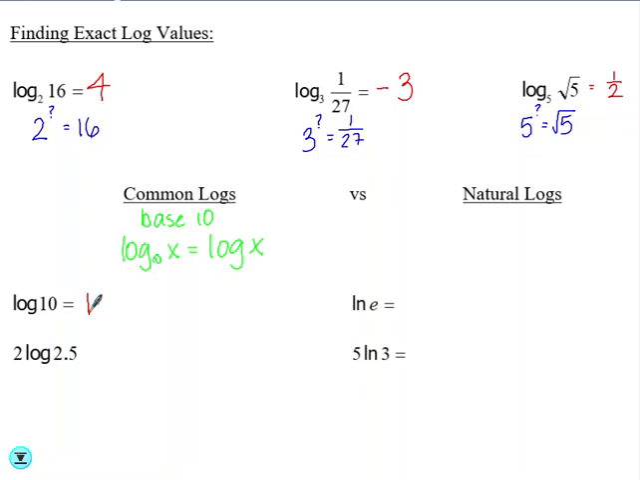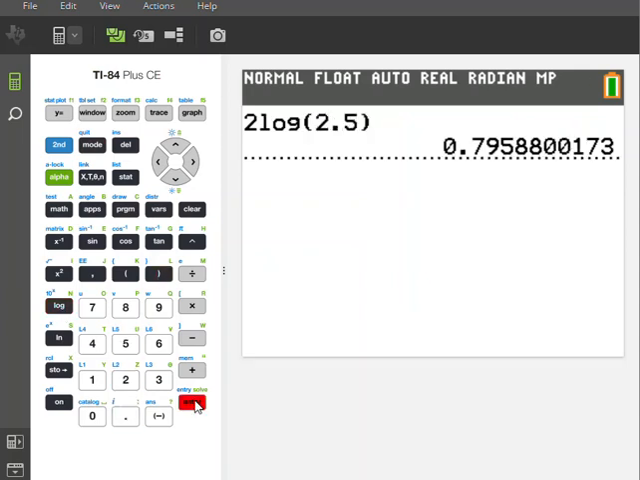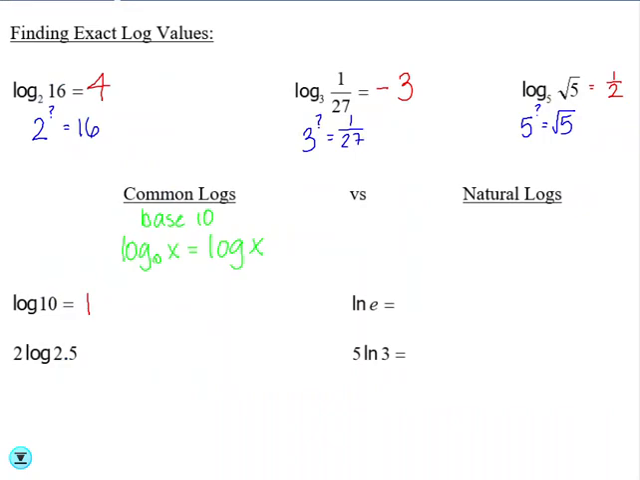And then we have 2 times the log of 2.5. We need our calculators for this one. So if we do 2, and we use the log button on the left here, 2.5, and that gives us, if we round to 3 decimal places, 0.796.